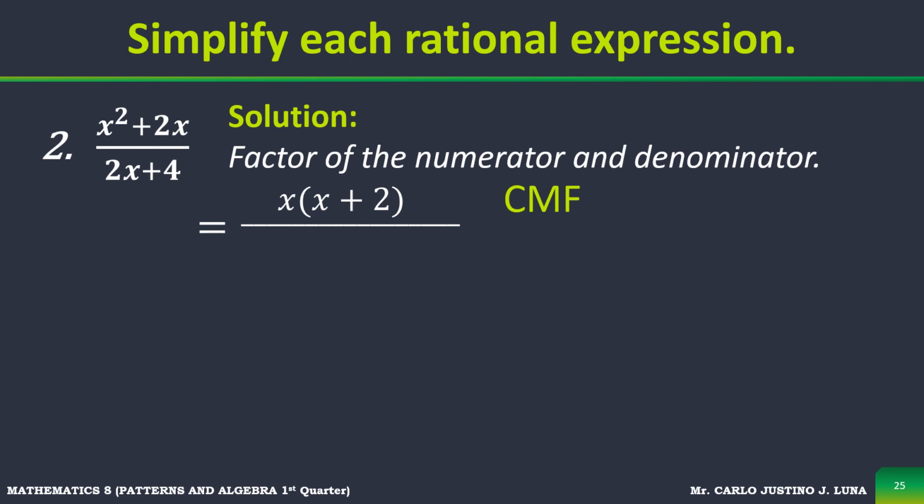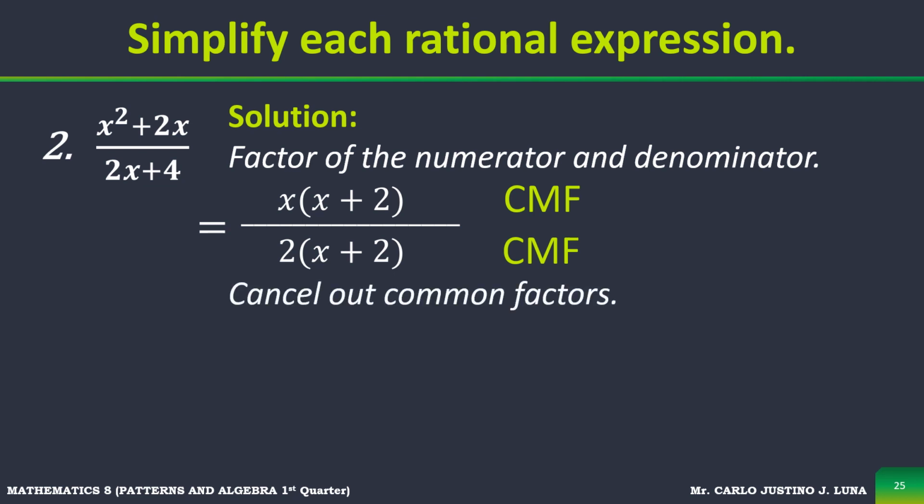Okay, very good. Pareho lang din. We will apply factoring CMF. Ano ba yung common factor nila? Okay, that is 2. So, pag nilabas mo yung 2, we have 2 quantity x plus 2. Okay? So, second step, cancel out common factors.